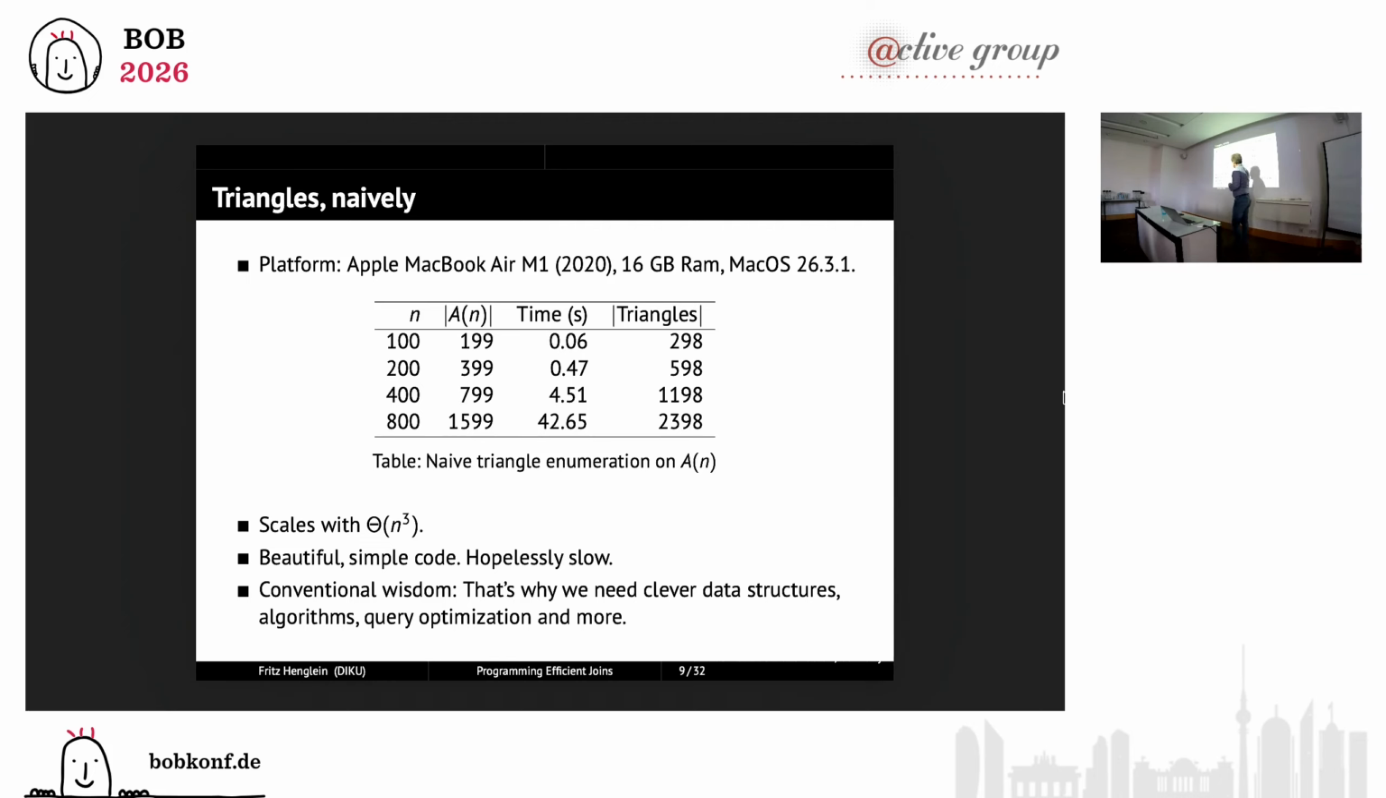So this scales with cubic time. Shouldn't be entirely surprising, okay? So it's beautiful, simple code, as I said. Don't underestimate the value of that. It's hopelessly slow, okay? Are reflected triangles different? Because if they are not, then permutations don't count as different triangles, and then you don't have 3n minus 2. So yeah, triangles are defined as they are.